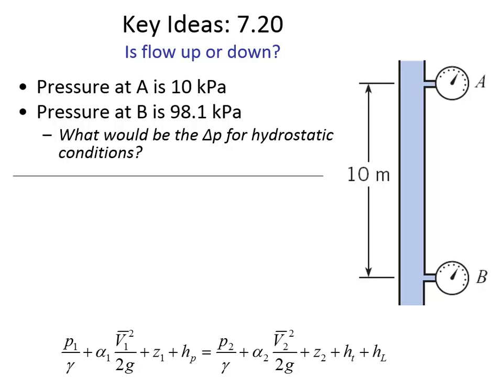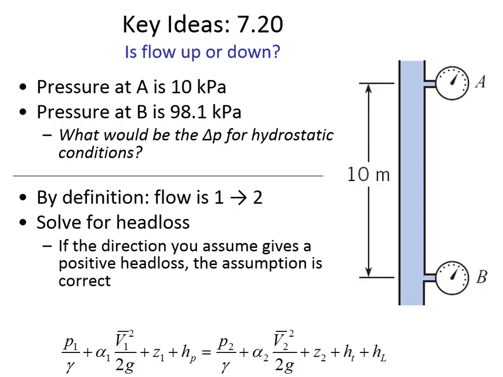That's one approach. The other approach is to actually apply the full energy equation. Remember my definition is flow is from 1 to 2, so pick one of the directions. Say, let's assume the flow is from B towards A. So this is location 1, and up there is location 2. Make that assumption and then start substituting things into the energy equation. Substitute in the pressures that are given. Substitute in the known elevations: B is 0, A is 10.